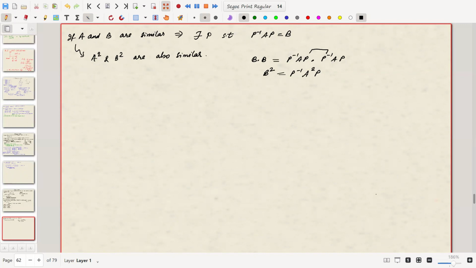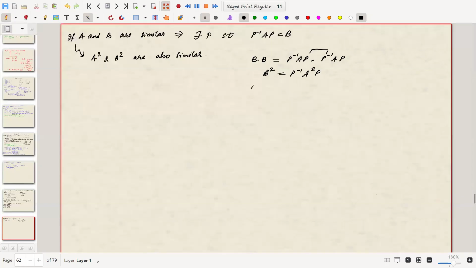Matrix P is helping you to determine whether A square and B square are also similar. So you can see how the matrix P is important. If you find the matrix P once, it is going to help you for any power of the matrices.